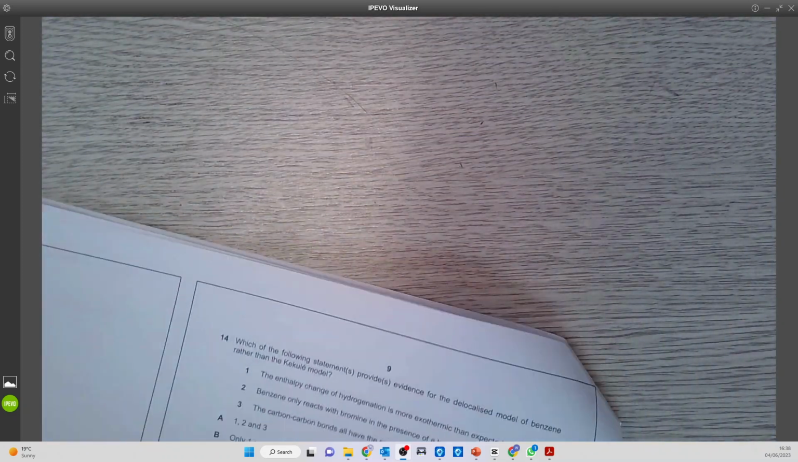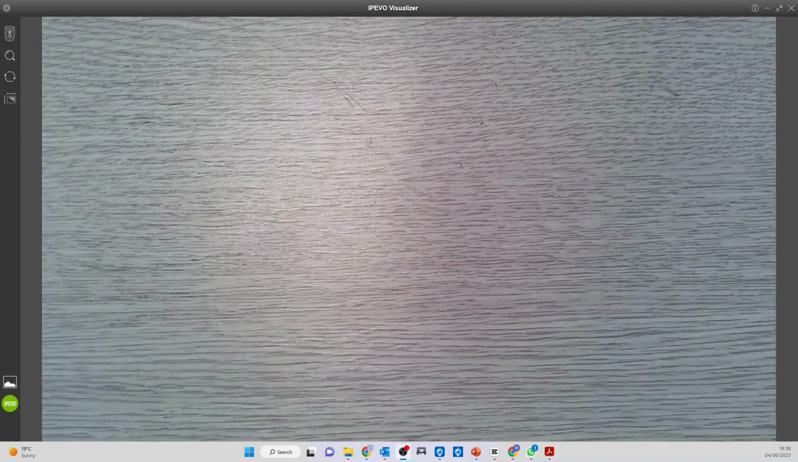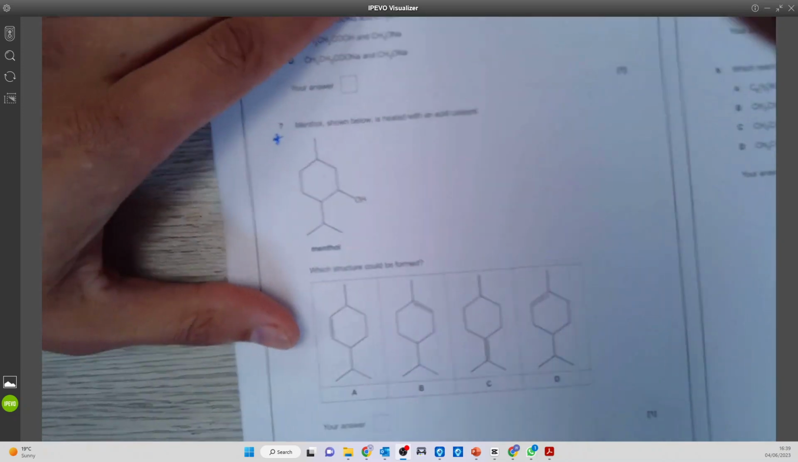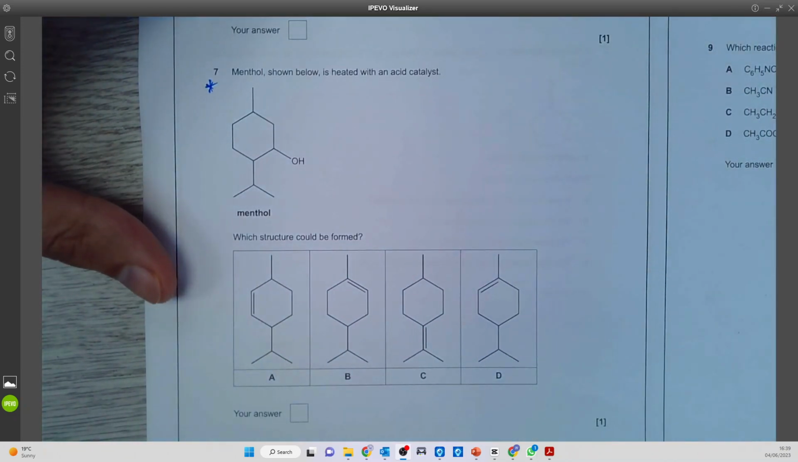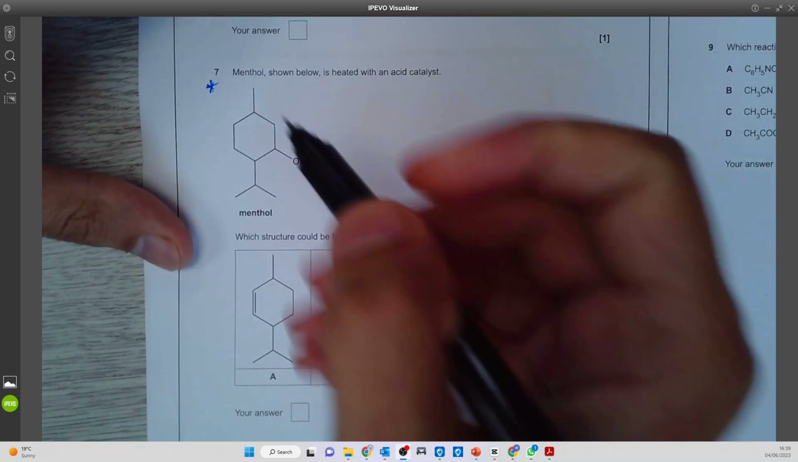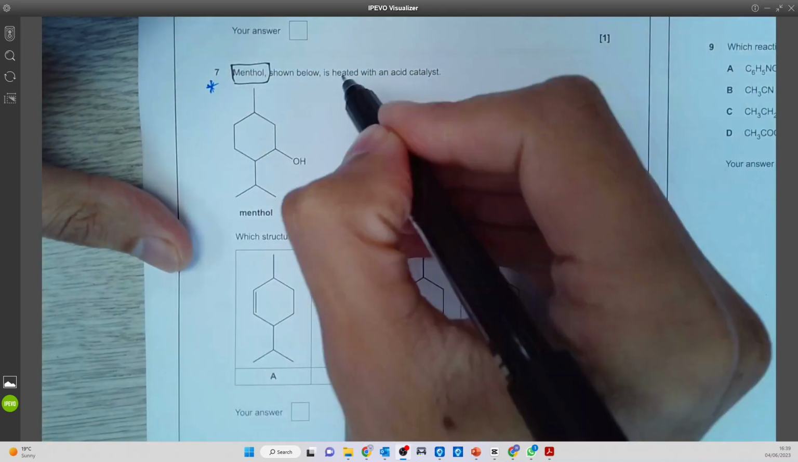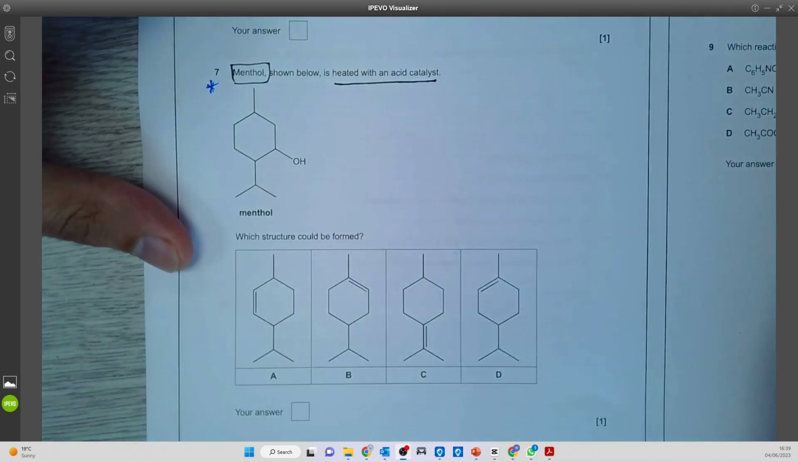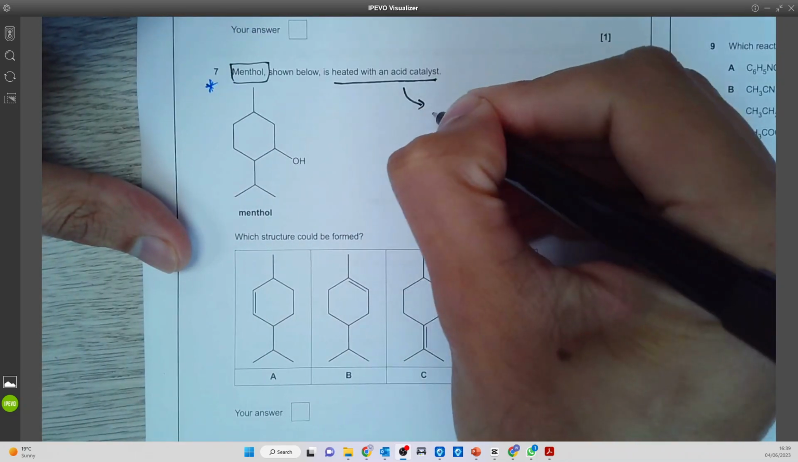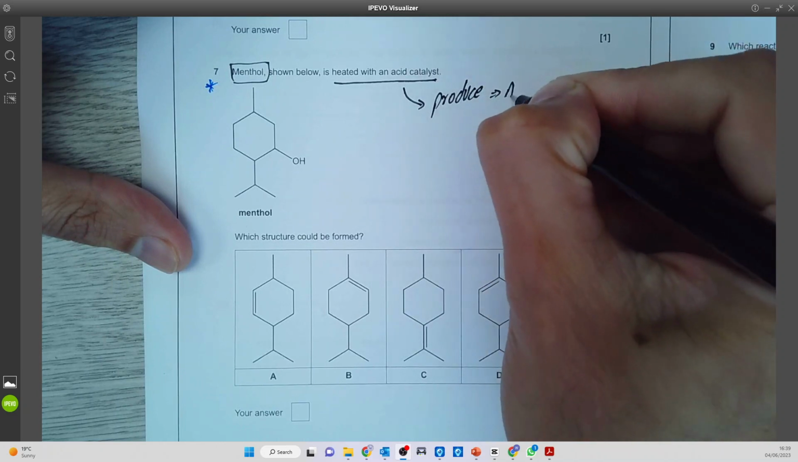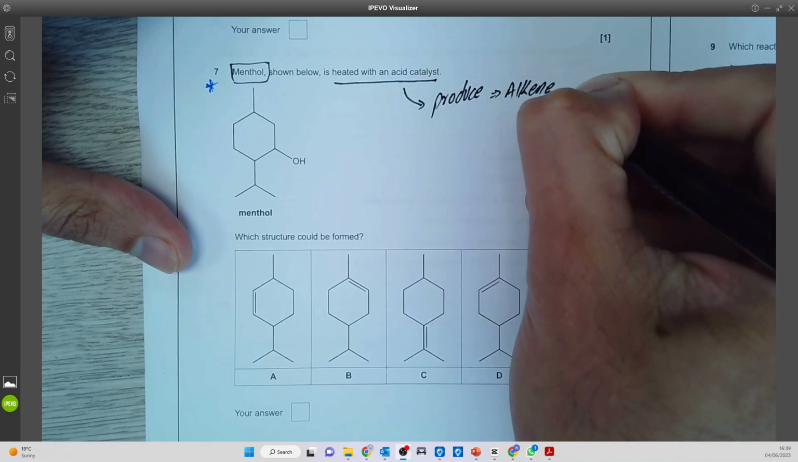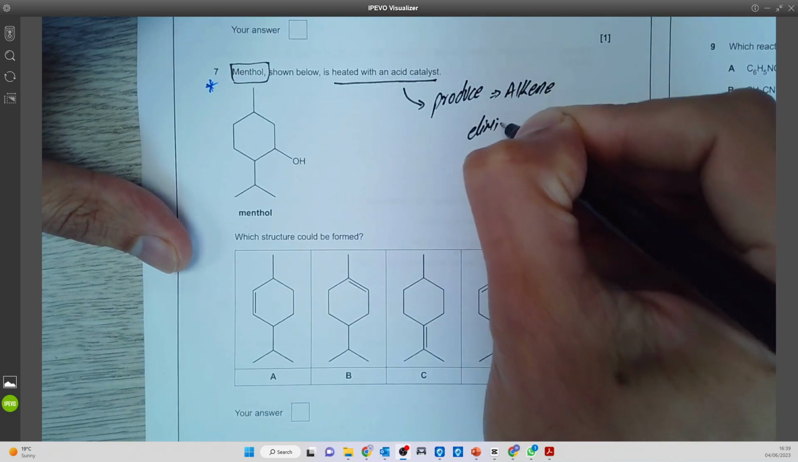Let's do one more question from here. We are looking at question number 7 now. On question number 7, it says methanol shown below is heated with an acid catalyst. So you've got methanol and you have heated it with a catalyst. When you heat it with a catalyst, it will produce an alkene, and this will be an elimination reaction.